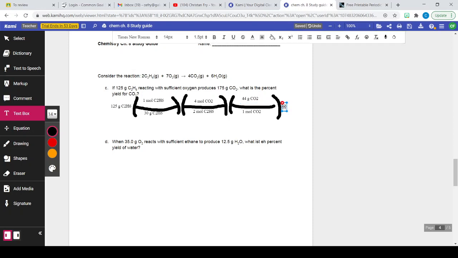All right, so 125 divided by 30 times 4 divided by 2 times 44. That is 366.67. So now I'm going to take my actual over my theoretical. 175 divided by 366.67. And that is 47.8%.